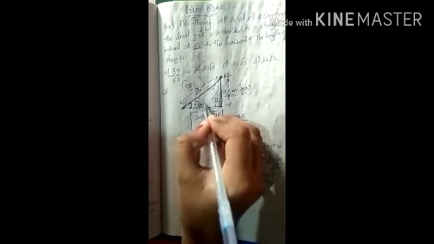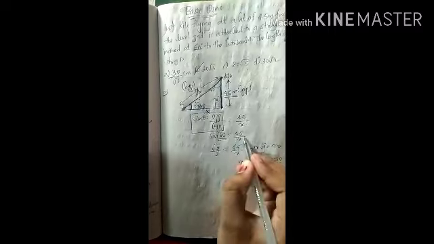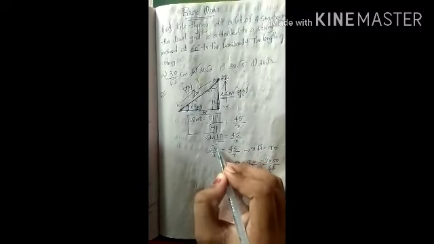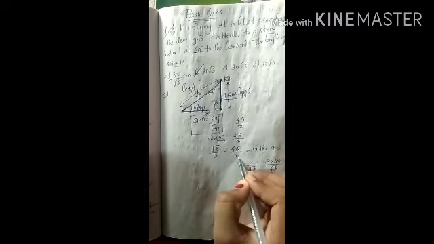Theta plus what? They gave the angle of elevation as 60 degrees. That's why I wrote 60. Sin 60 equals 45 by x. We know that the sin 60 value is root 3 by 2. Root 3 by 2 equals 45 by x. If I send this x to this side, what will happen? x into root 3 equals 45 into 2, which is 90. x equals 90 by root 3.